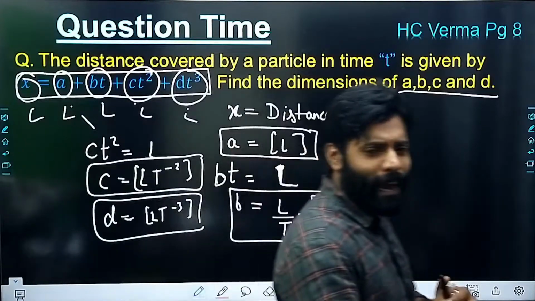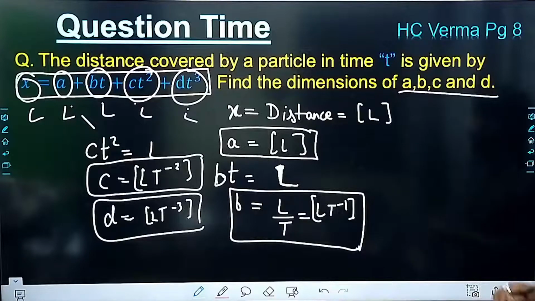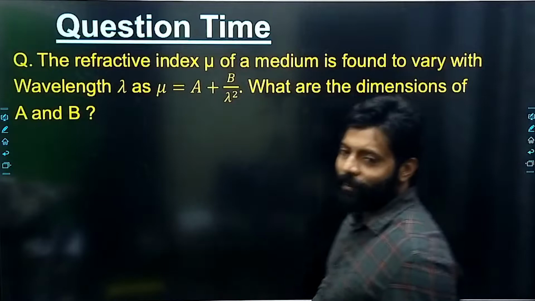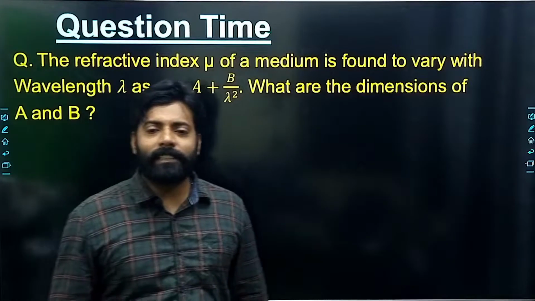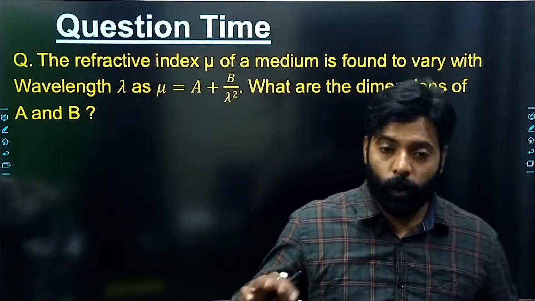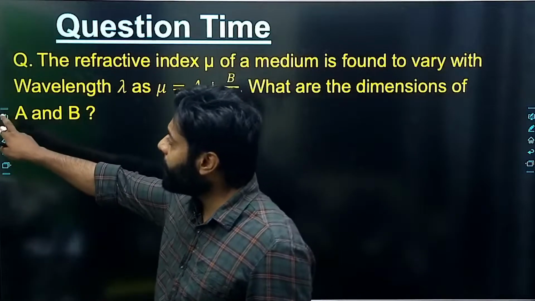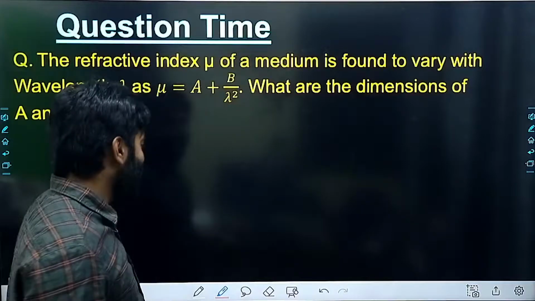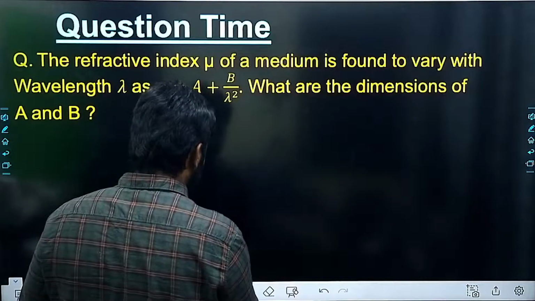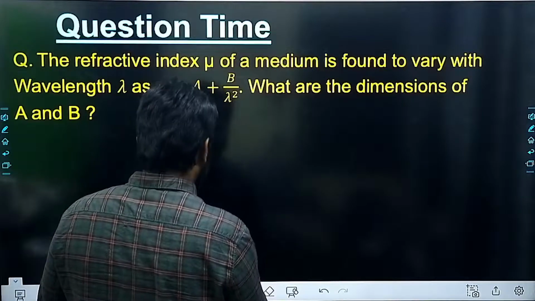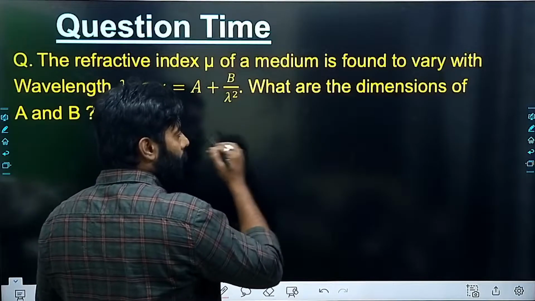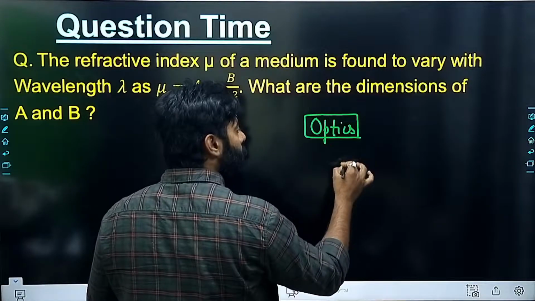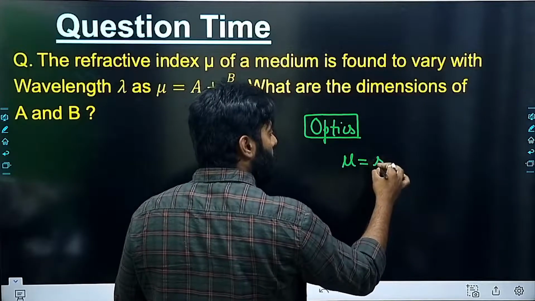Now we are moving towards the next question. The question says the refractive index of something. What is refractive index? Does the refractive index have some dimensions or not? You might have learned this in optics, where you studied the refractive index and Snell's law.